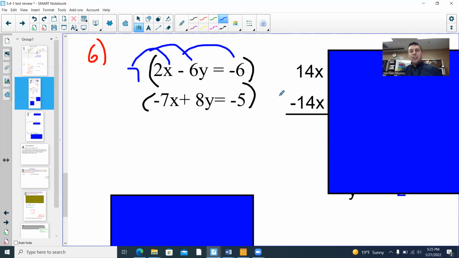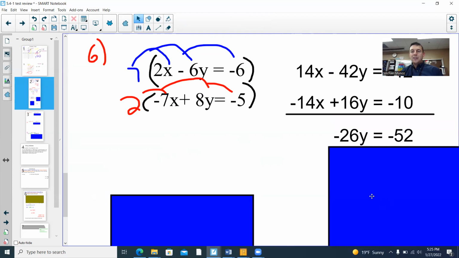Now I go to the bottom one. I got to do the same thing. I already have a -14x here, and I have a -7. So -7 times what equals -14? That would just be a +2. So I'm just going to do that for both of them. Multiply everything by 2. So 2 times the -7 is a -14, 2 times 8 is a 16, and 2 times -5 is a -10.